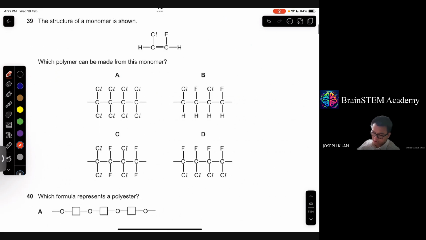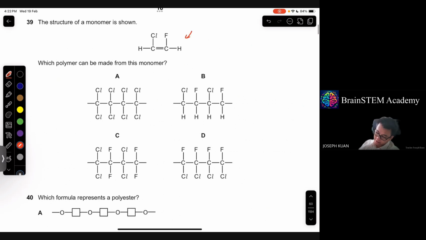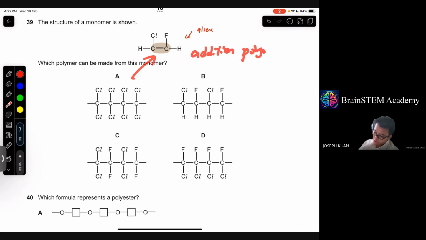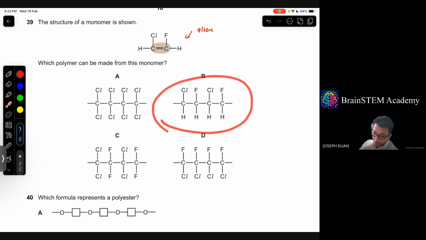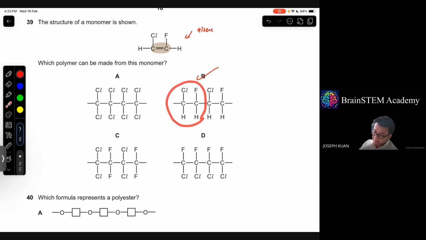Next, the structure of the monomer is shown. Which polymer can be made from this monomer? This is an alkene molecule. It has a carbon-carbon double bond. A carbon-carbon double bond means that it will be able to do addition polymerization. So in that case, we see that it will be B, as this is the repeating unit formed when the double bond opens, forms 2 single bonds, and then connects to another repeating unit.